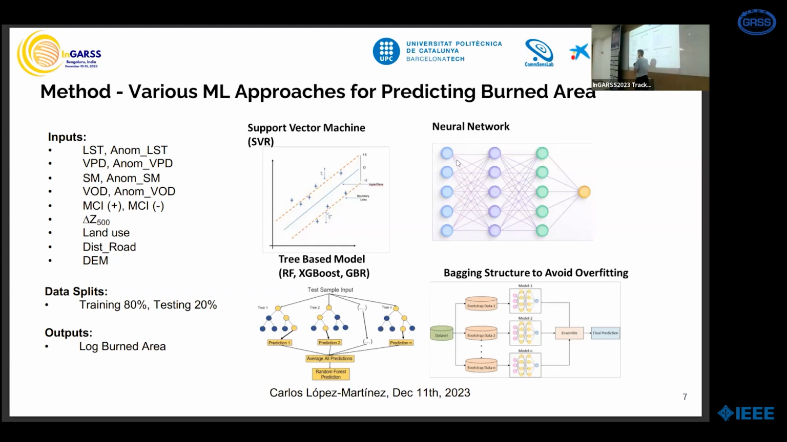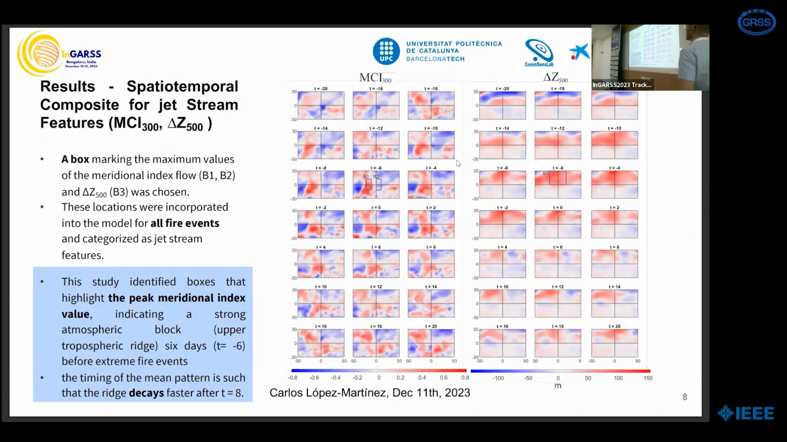We want, as I said before, to see the influence of these variables, of the jet stream, which has been almost never considered. So how do we consider the effect of the jet stream? Here, what you see is the spatial-temporal composite of the two variables we are using for measuring the jet stream, MCI at 300 hectopascals, and delta set for 500 hectopascals.